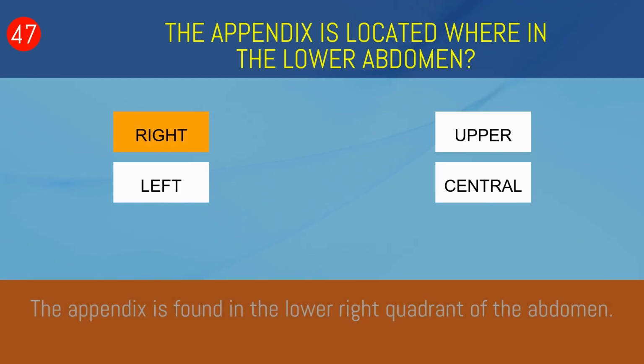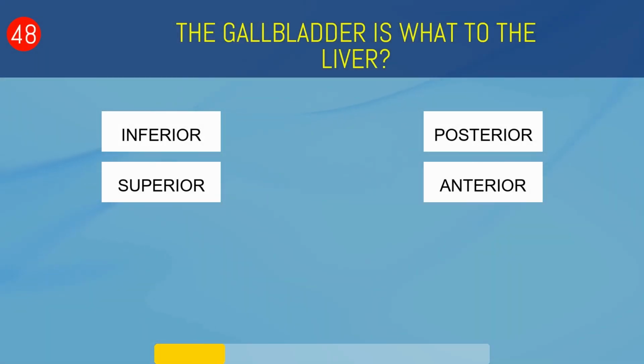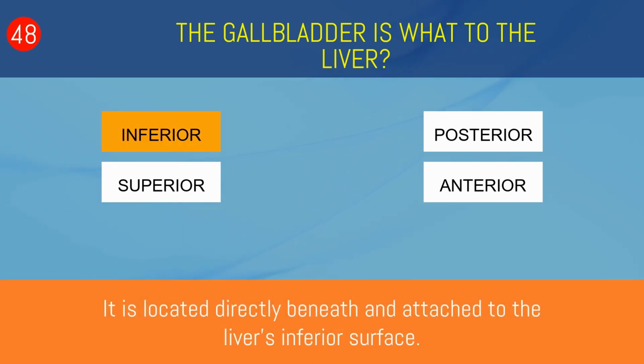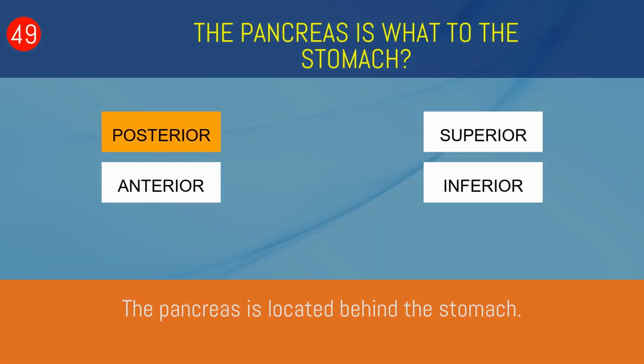Right. The appendix is found in the lower right quadrant of the abdomen. The gallbladder is what to the liver? Inferior, superior, posterior, or anterior? Inferior. It is located directly beneath and attached to the liver's inferior surface. The pancreas is what to the stomach? Posterior, anterior, superior, or inferior? Posterior. The pancreas is located behind the stomach.